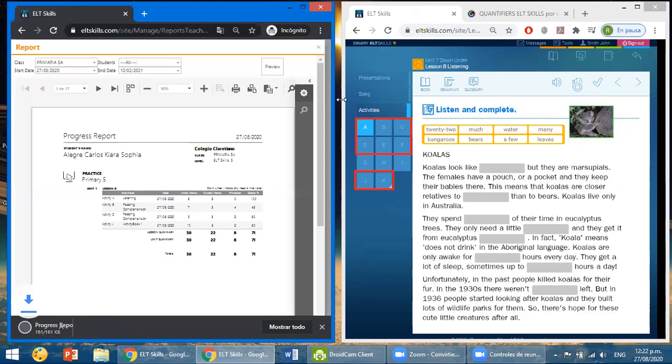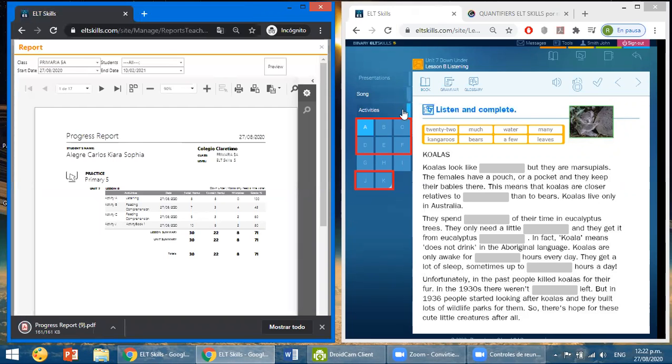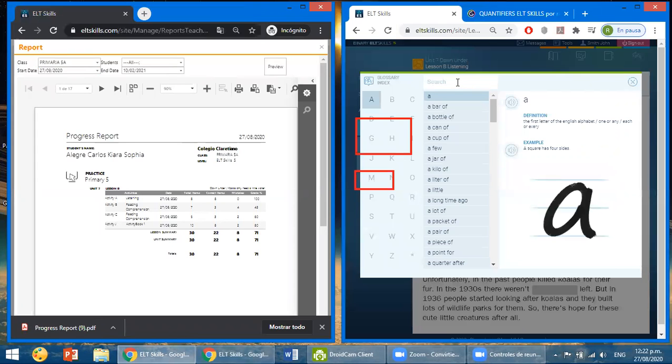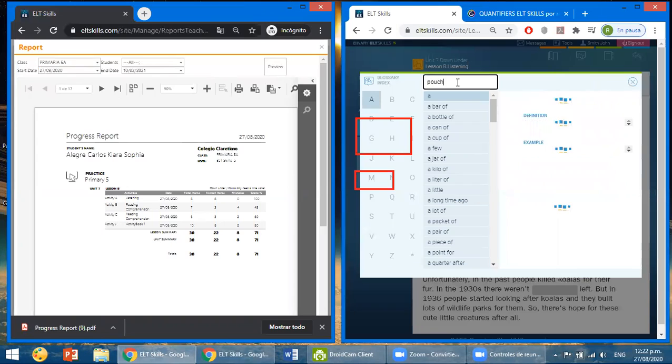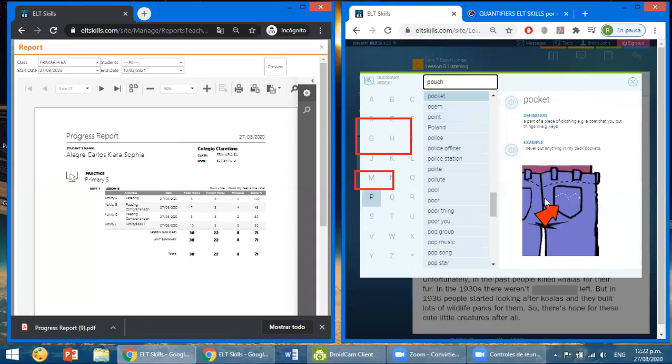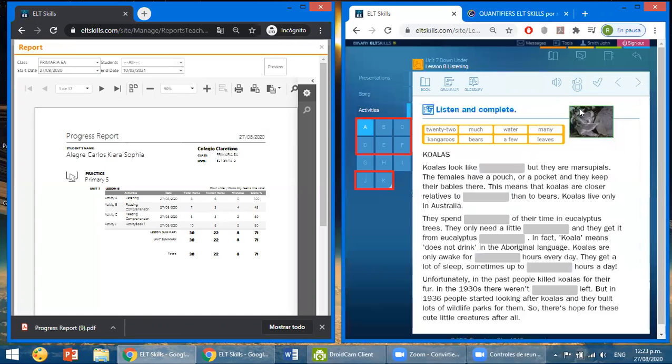If you need help, raise your hand, okay? Also, you can use your glossary, remember, your dictionary. Pouch, for example. What is pouch, teacher? The pocket, no? The kangaroo has a pouch, a pocket in its stomach for the babies. Okay, let's work.